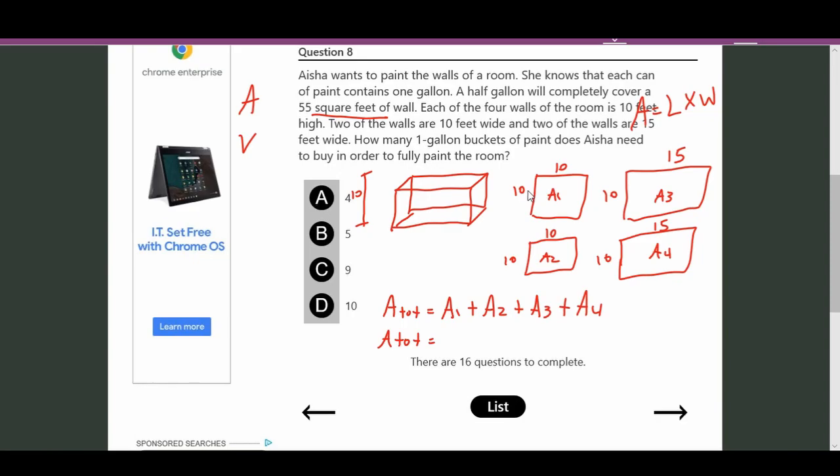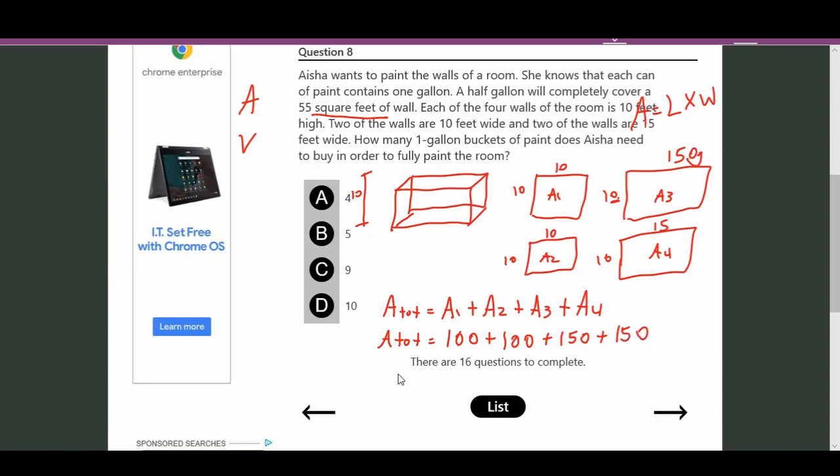Area 1, length times width, 10 times 10, 100. Area 2, same as area 1, length times width, 10 times 10, 100. Area 3 is 10 times 15. Again, we're multiplying 15 by a power of 10 with 1 0 there. So technically, you just have to shift this decimal place 1 time. So 10 times 15, we should be able to know very quickly, is 150. 10 times 15 for area 4 is 150.